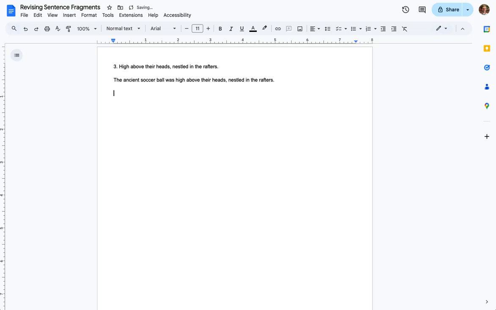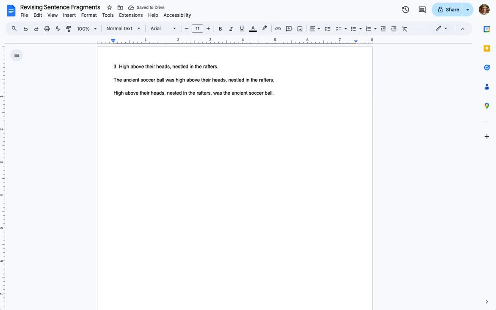We could also do it at the end of the sentence as well. High above their heads, nestled in the rafters was the ancient soccer ball.